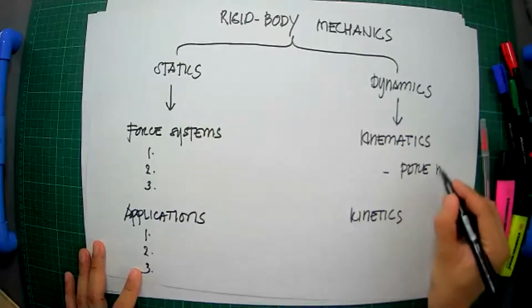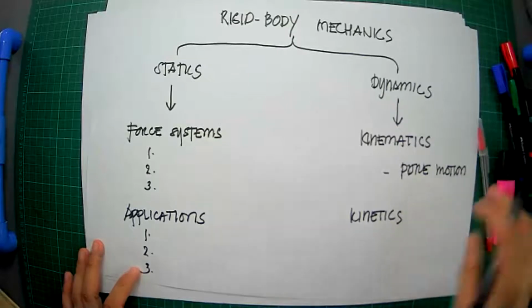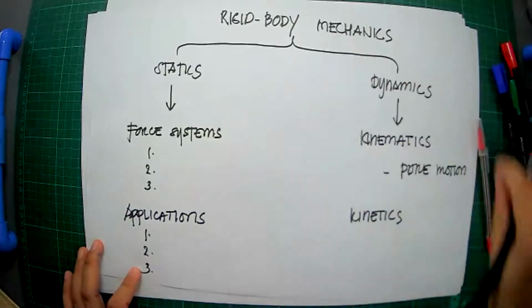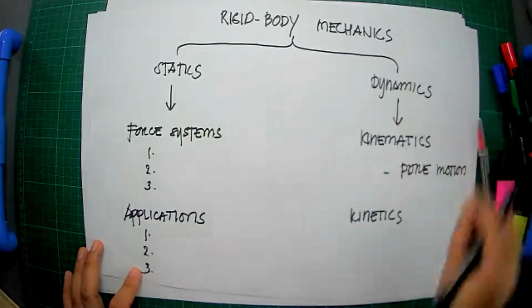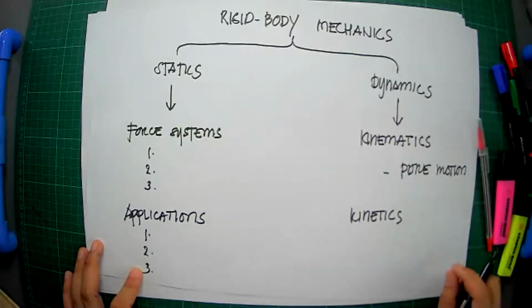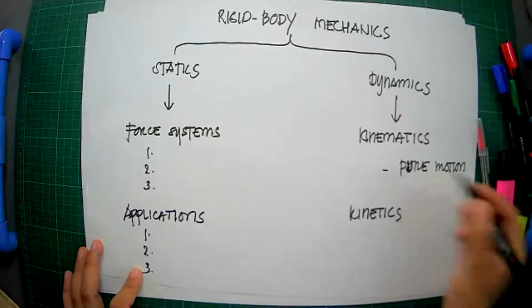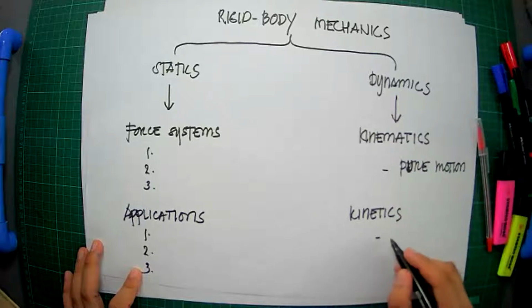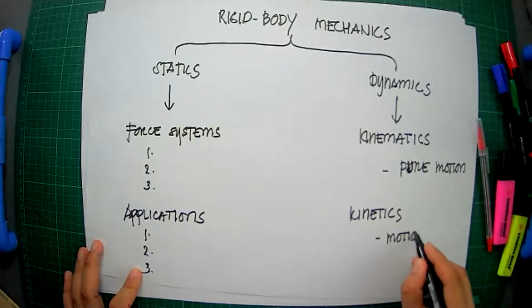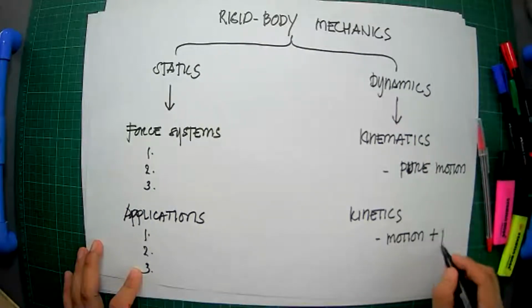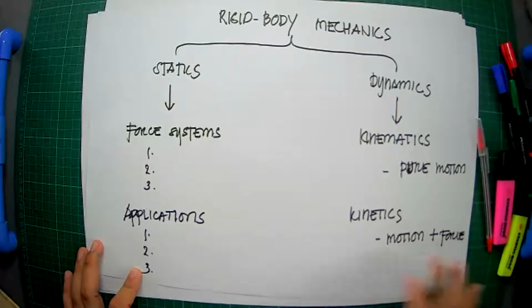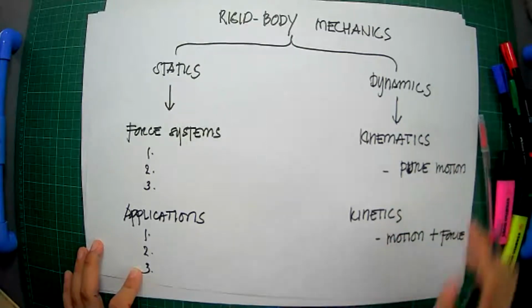Kumbaga, ano ang path nga ginaagyan sang particle, when there is a dynamic property na. Okay, it is pure motion, no? While kinetics, it is now a combination of the motion plus the force nga naga-aksaya. So this is more complicated than kinematics.